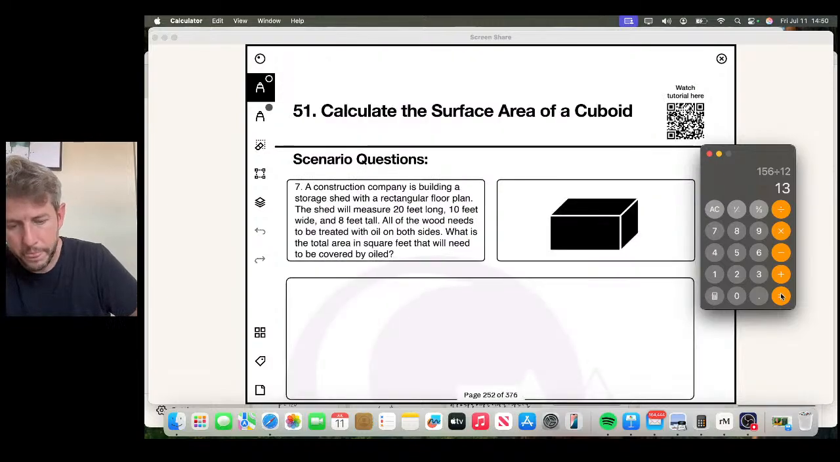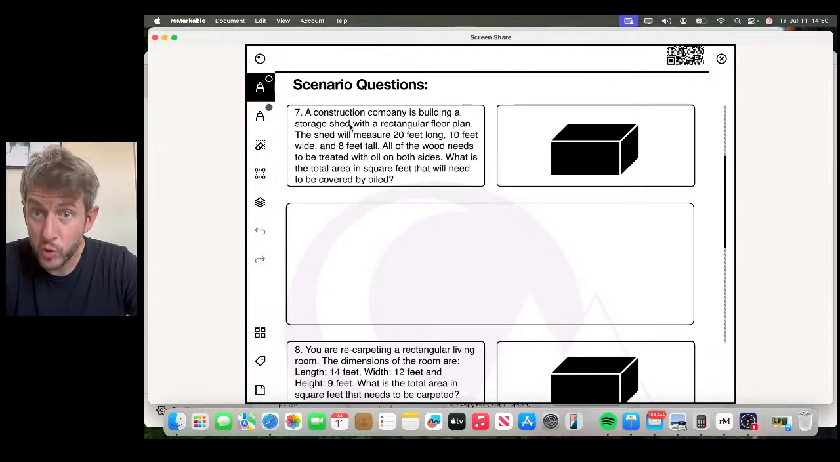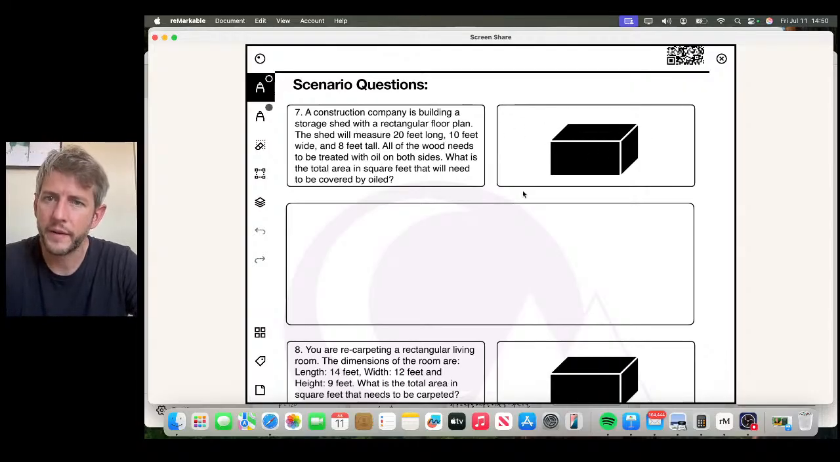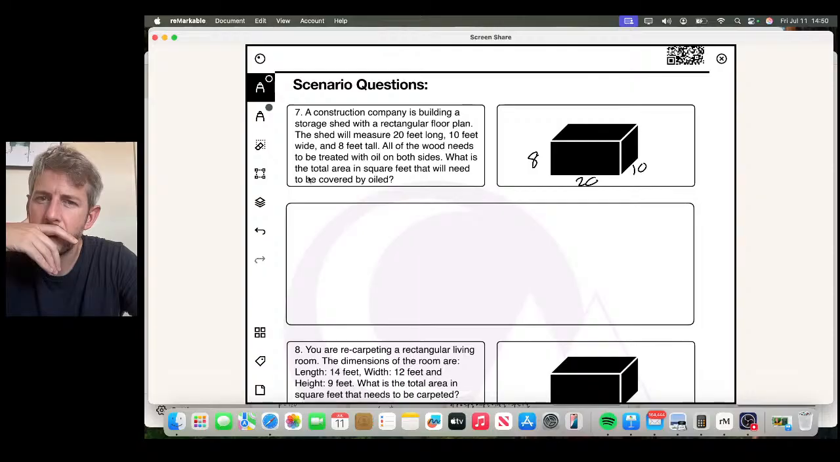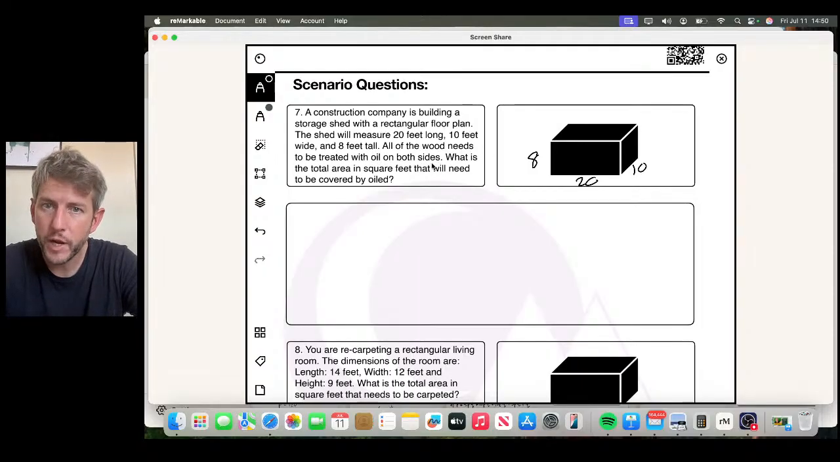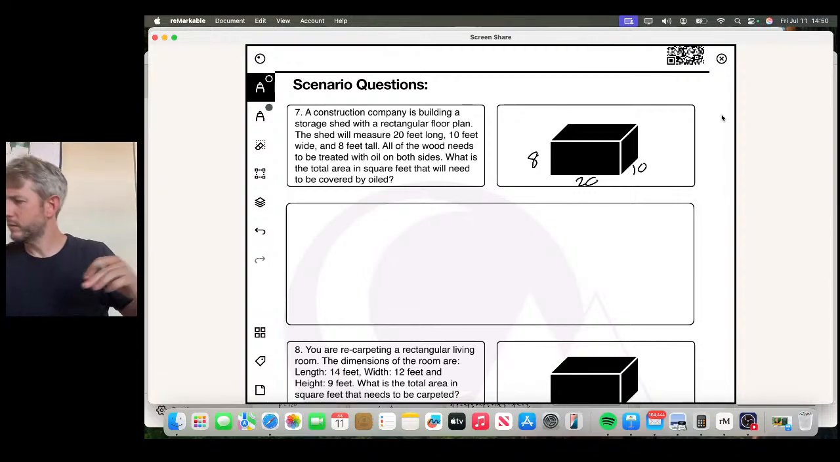Question 7. A construction company is building a storage shed with a rectangular floor plan. The shed measures 20 feet long, 10 feet wide and 8 feet tall. So let's just put that on: 8, 20, 10. All of the wood needs to be treated with oil on both sides. What is the total area in square feet that will need to be oiled? Okay, so let's sort this out.